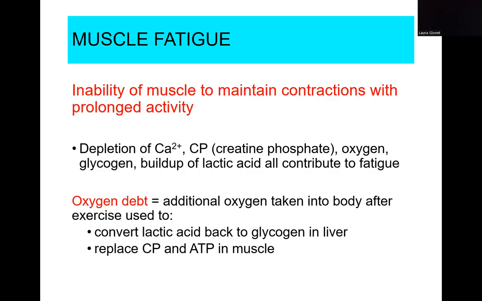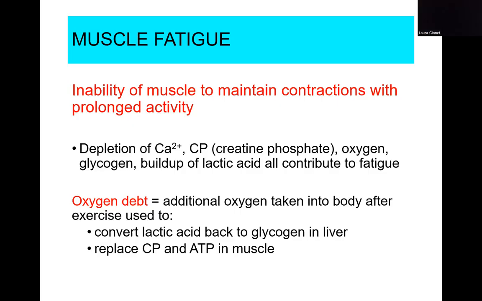Oxygen debt is the additional oxygen taken into the body after exercise, used to convert lactic acid back to glycogen in the liver and replace creatine phosphate and ATP in muscles. All right, so what does that mean? So if you keep trying to run as hard as you can, let's say you're in a 5K race or a 10K or whatever, if you keep trying to run at the pace that you want, you are going to fatigue. You start to slow down.